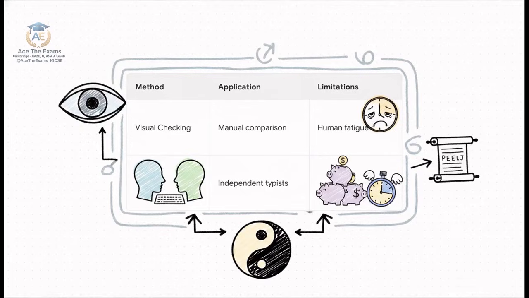Applying this framework to our 2 core verification methods reveals a pretty stark contrast. For visual checking, you absolutely must note the manual comparison aspect and the severe limitation of human fatigue. For double data entry, you'd highlight the 2 independent typists, but weigh that against the limitation of double time and cost. Using this approach guarantees you're addressing both sides of the coin every time.